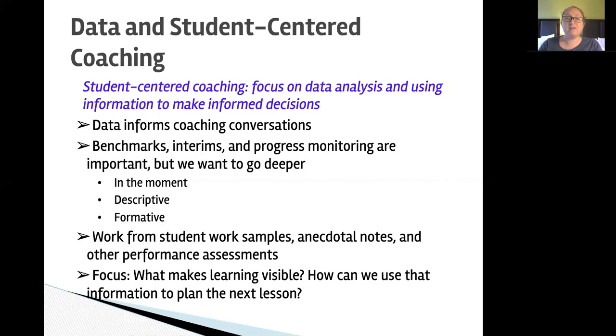So the focus then for all of this is to think about what makes learning visible and how can we use that information to plan the next lesson. Think in terms of how to prepare for a coaching setting or session. What kind of data should you be asking for from a teacher that shows you that learning is taking place? And then how do we use that information to plan the next lesson?